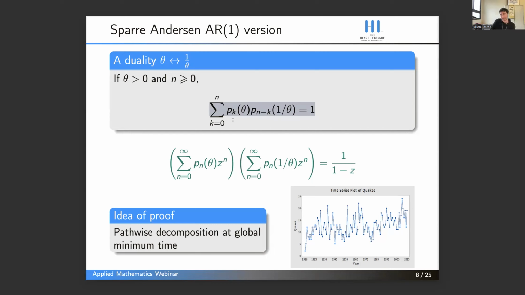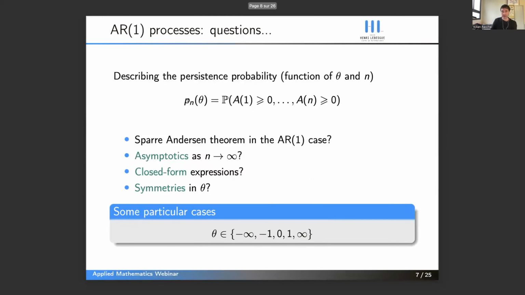Sorry, this plot is the plot of what? This plot that you have here, is it the plot of the probability or what? Yeah, so it will be the product of two persistence probabilities. So let me just recall that by definition, this p_n of theta is the probability for the autoregressive process to be non-negative.